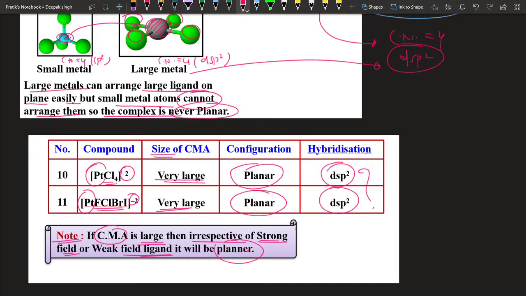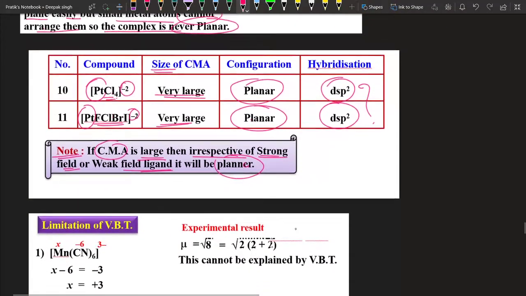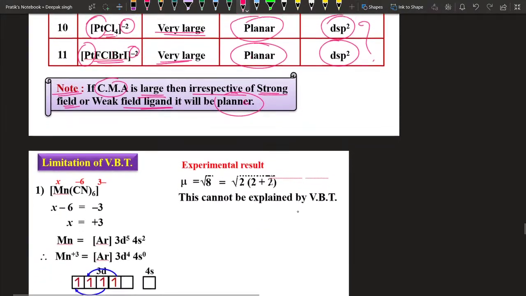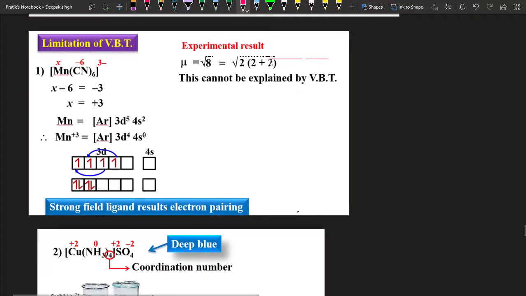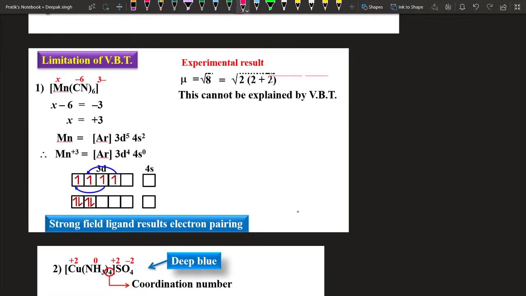Got this? Now, there are certain limitations of the VBT. If you will see, student, for this complex, we have written hexacyanomanganate(III) ion.